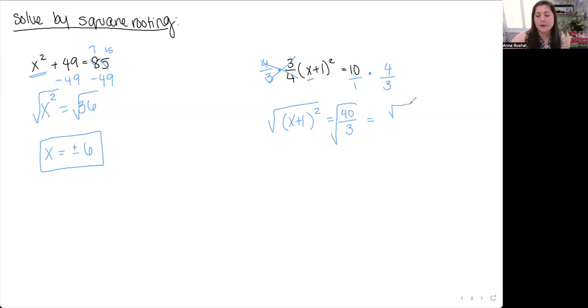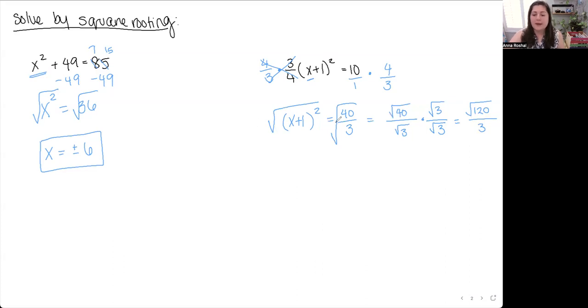Now, when I square root this side and square root this side, I'm going to notice that I'm going to have root 40 over root 3. That is not allowed. Root 3 is not a thing. I can't have a radical in the denominator. So what I need to do is go in and rationalize that denominator. So in order to rationalize a denominator, I'm going to multiply by root 3 over root 3. I'm going to end up with root 120 over regular 3.